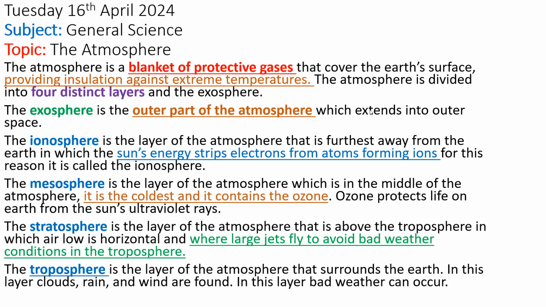Thank you. And Samantha, read the definition of troposphere. The troposphere is the layer of the atmosphere that surrounds the Earth. In this layer, clouds, rain, and wind are found. In this layer, bad weather can occur. Very good.